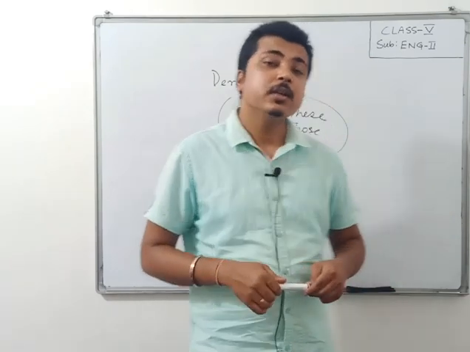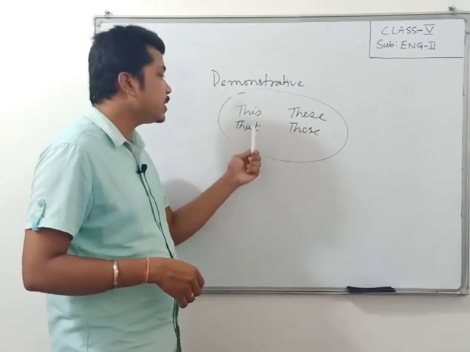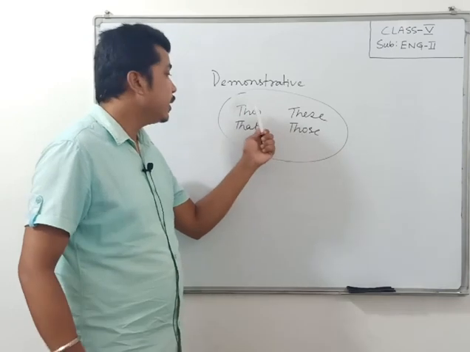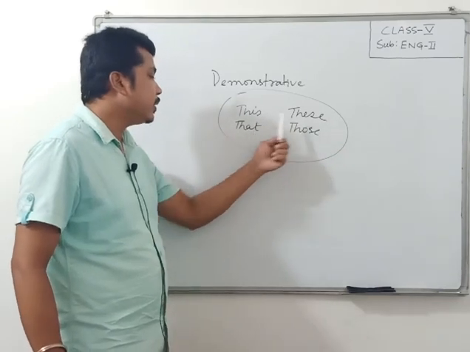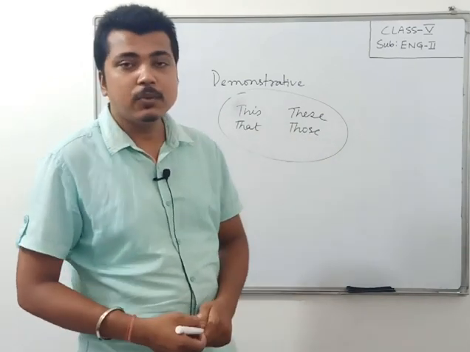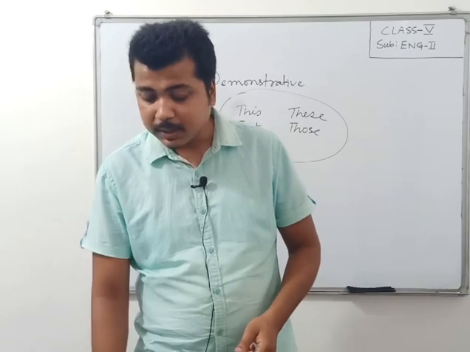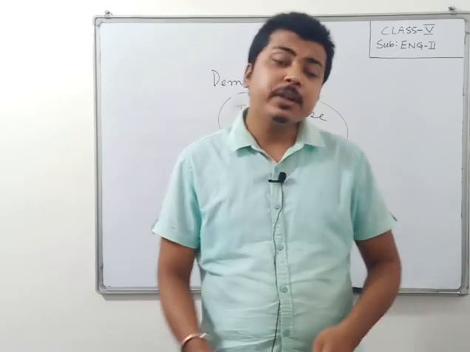Okay, dear student, keep in mind what are called demonstrative pronouns. These four are called demonstrative pronouns: this, that, these, and those. Now let us move to the next. First comes demonstrative, then next we have interrogative pronoun.